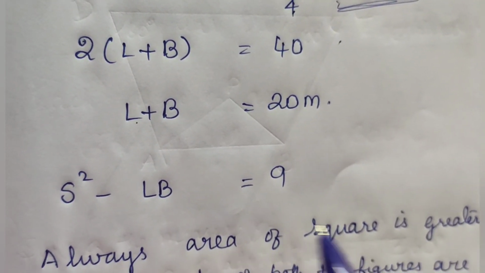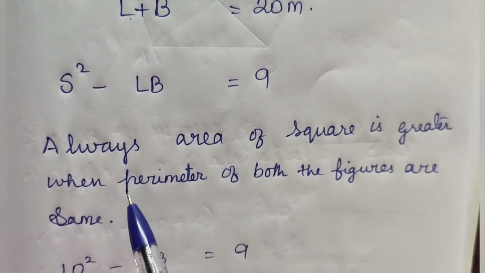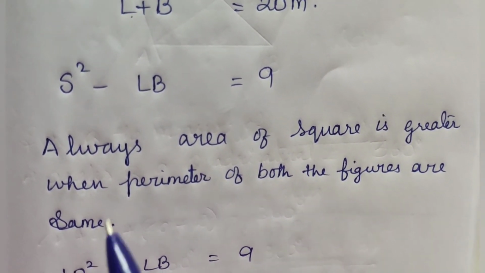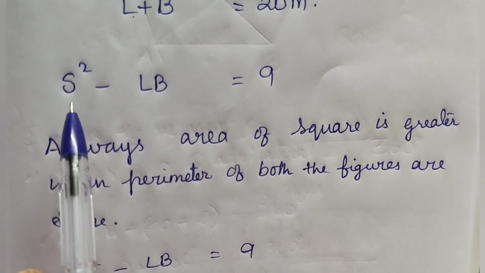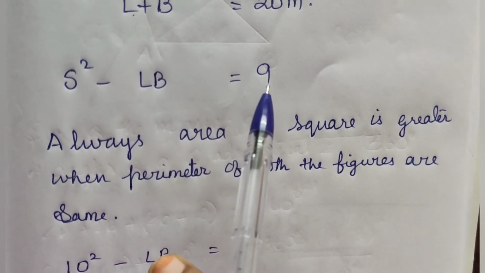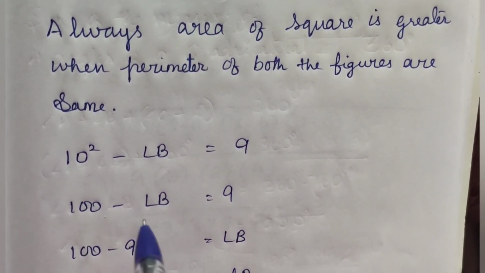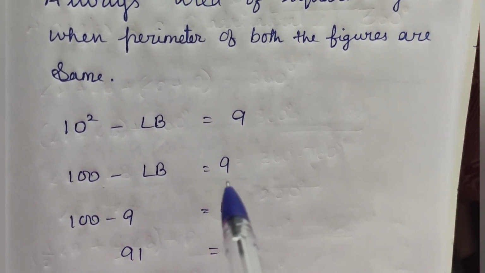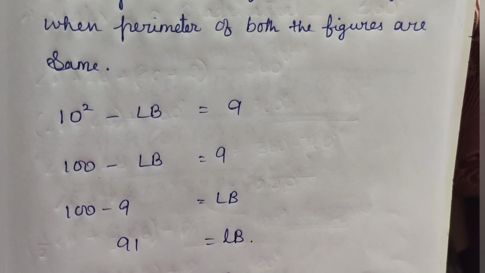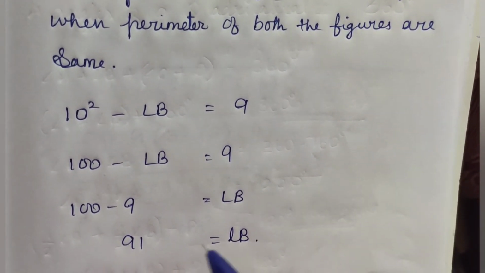See here, difference between the areas. So I told you always area of a square is greater when perimeter of both the figures are same. This point must be noted in this question. So area of square is side square minus area of rectangle is length into breadth is equal to the difference, which is given in the question as 9. So 10 square minus LB is equal to 9. 10 square is 100, minus LB is equal to 9. So 100, I take 9 this side, minus 9, minus LB comes this side, it is LB. 100 minus 9 is 91. Length into breadth is 91, which means the product of two numbers is 91.